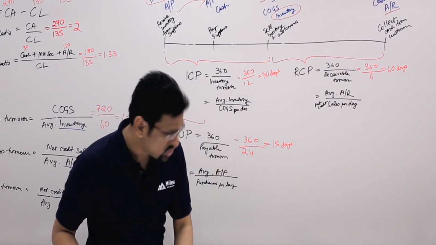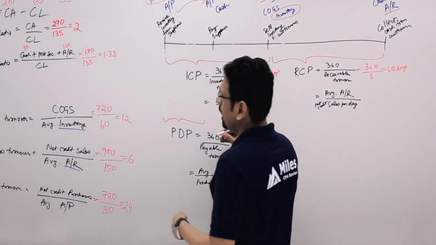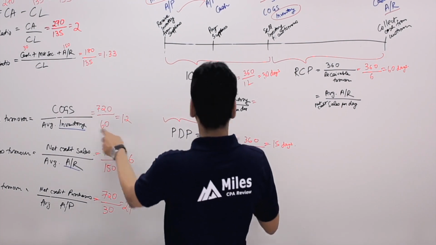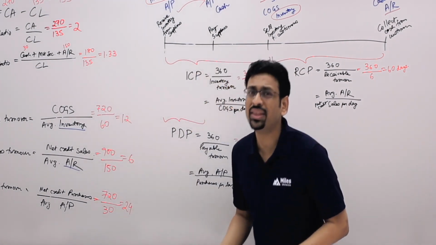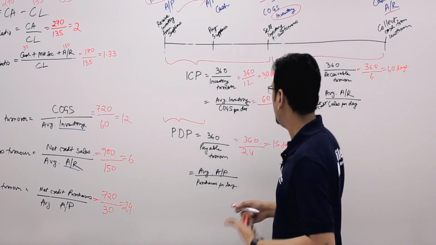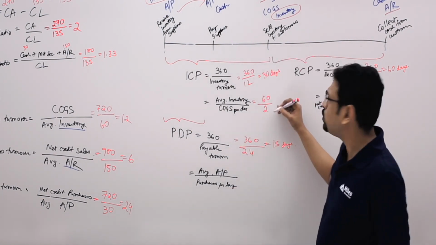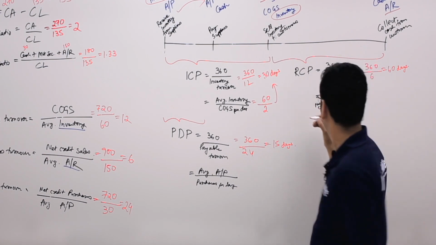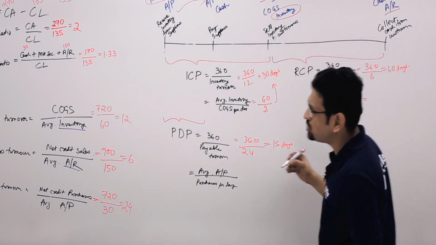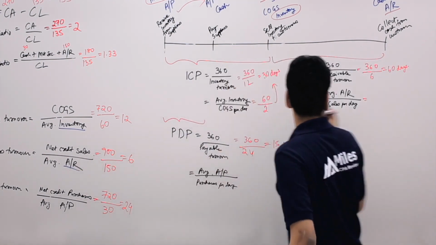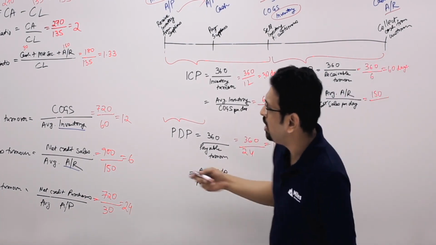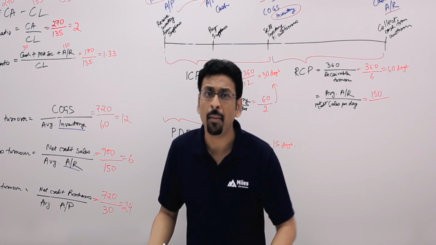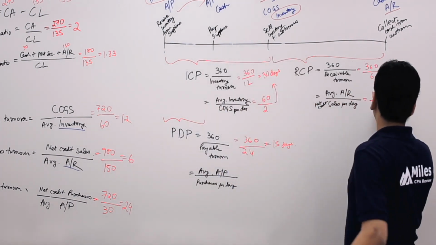So what's average inventory out here? Average inventory is 60 and COGS per day. So we had 720,000 of COGS for 360 days. Per day it's 2. 60 by 2, that's again 30 days. Average receivable. So what's the average receivables? 150. What's your sales per day? Across the year you sold 900. Per day you could say you sold 2.5.